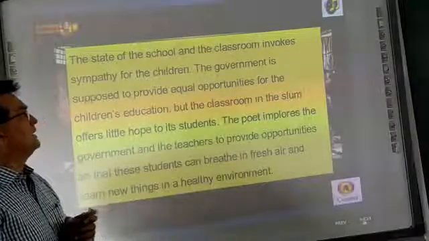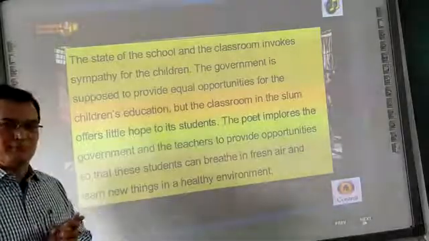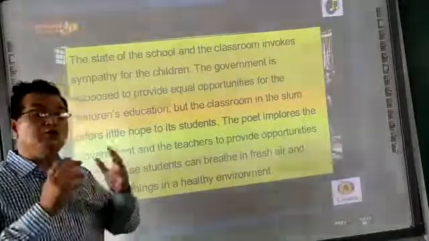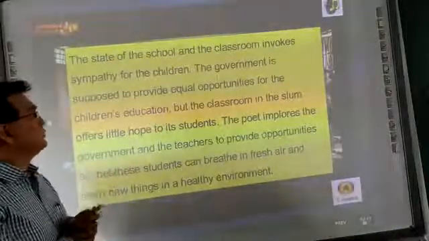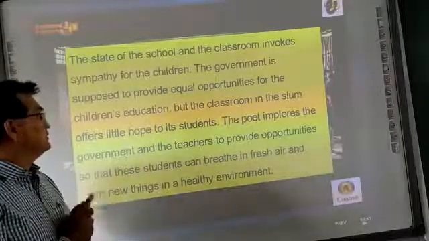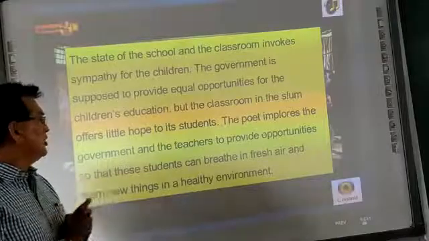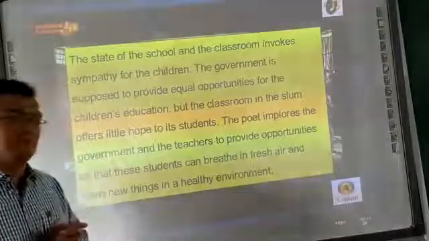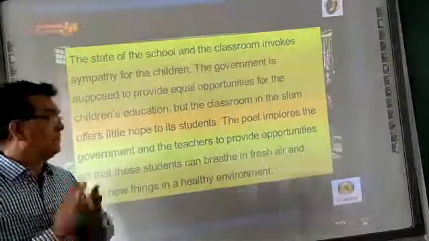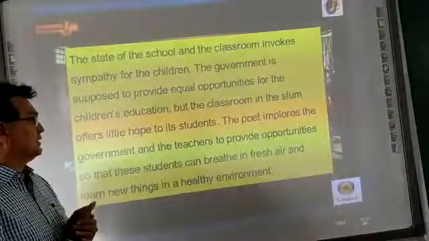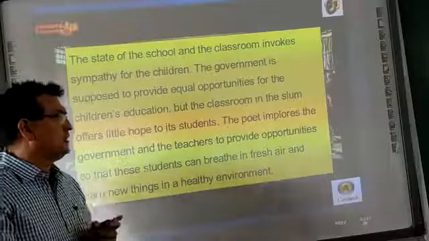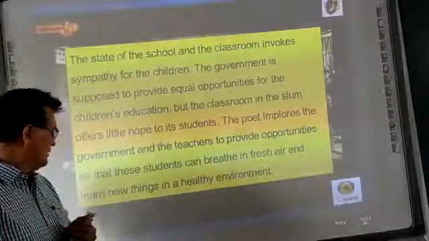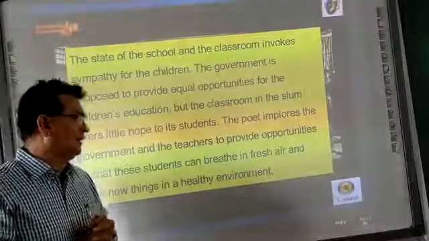The state of the school and the classroom evokes sympathy for the children. So there is a school there in a slum area. And how is the school? How are the walls of that classroom? The government is supposed to provide equal opportunities for the children's education. But the classroom in the slum offers little hope to its students. Nobody is ready to take care of all their children, their education, their living conditions. The poor implore the government and the teachers to provide opportunities so that these students can breathe in fresh air and learn new things in a healthy environment.